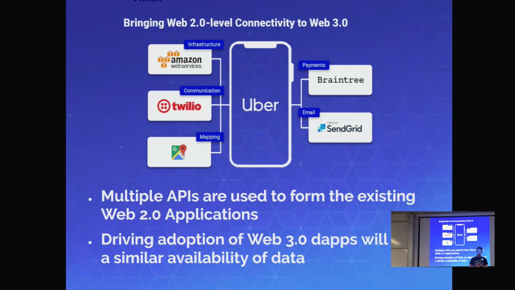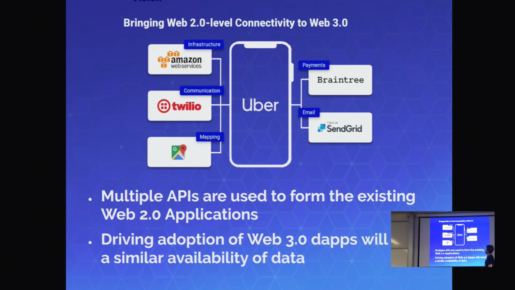So our ethos behind Honeycomb really is about bringing Web 2 level connectivity into Web 3 level dApps. Most existing Web 2 applications will rely on quite a large number of APIs to operate. And the best example, I keep falling back to Uber for things like this. The Uber functionality is achieved by knitting together APIs from different sources.